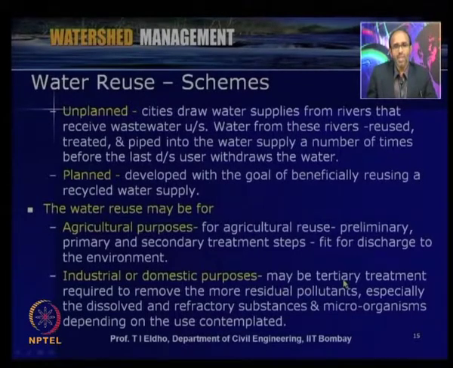For industrial or domestic purposes, we may have to go for tertiary treatment also, to remove the more residual pollutants, especially the dissolved and refractory substances and microorganisms, depending on the intended use. So when we look into the reuse schemes, whether it is an unplanned reuse scheme or a planned reuse scheme, accordingly we have to go for the treatment and the reuse.